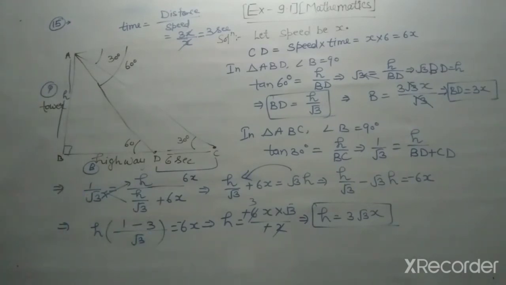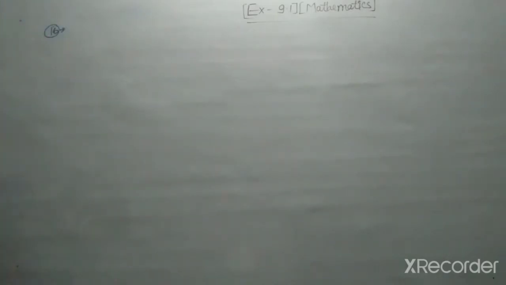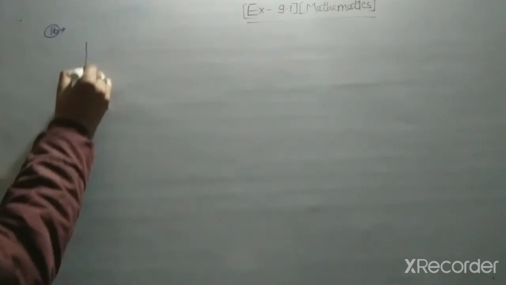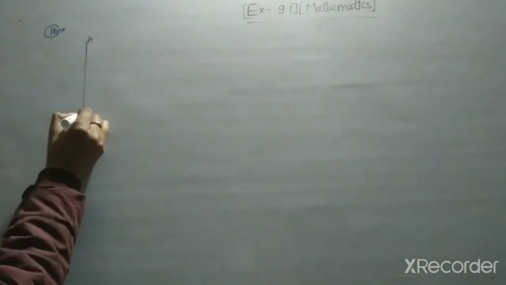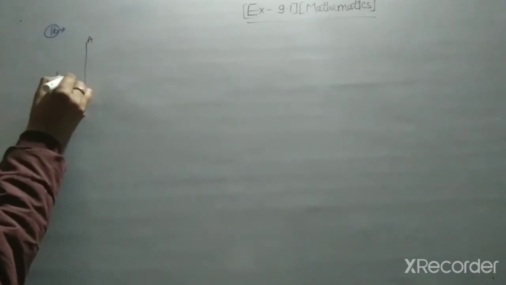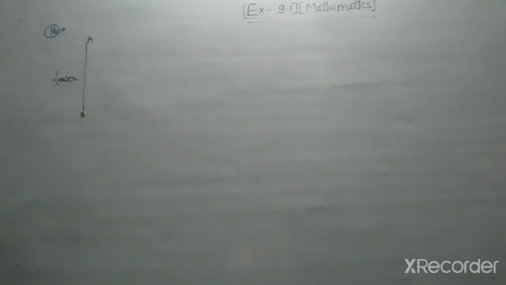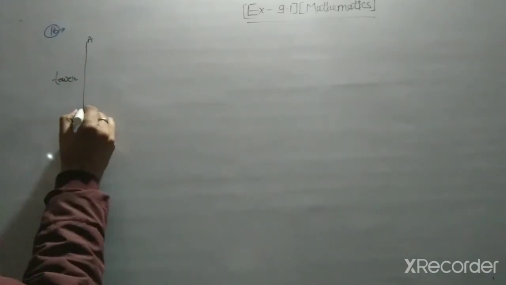That's how you will understand the concept of this question. Clear? Now we have to tell you the next question. The next question is: the angle of elevation of the top of a tower. So you have a tower, this is your tower AB, and from two points at the distance of 4 meter and 9 meter from the foot of the tower.